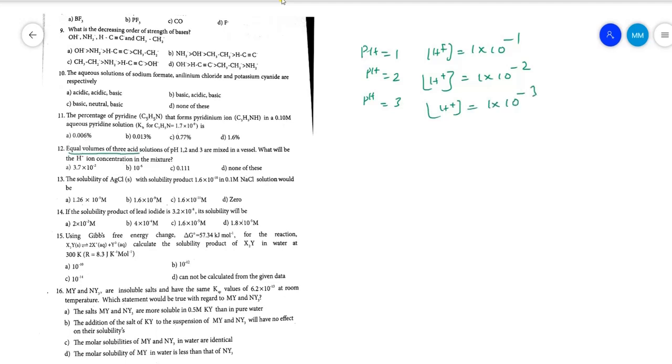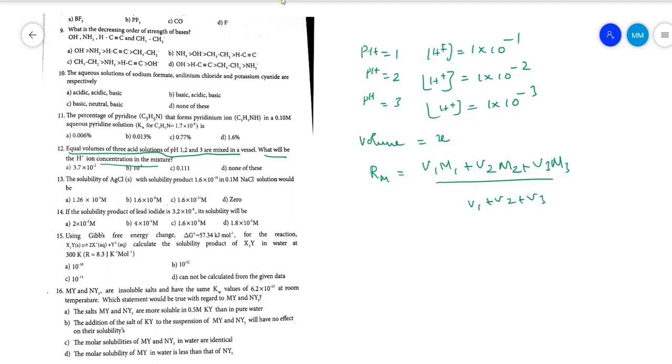Here equal volumes of 3 acid solutions are mixed. Say the volume is equal to X. What will be the H+ ion concentration of the mixture? The resulting mixture molarity has the formula (V1 M1 plus V2 M2 plus V3 M3) divided by (V1 plus V2 plus V3). Here the volume is X and M1 is 0.1, plus V2, the volume is X, M2 is 0.01, and V3 is X and M3 is 0.001, divided by X plus X plus X.